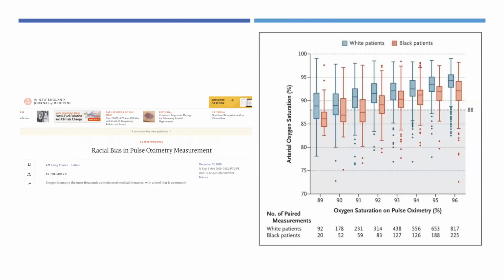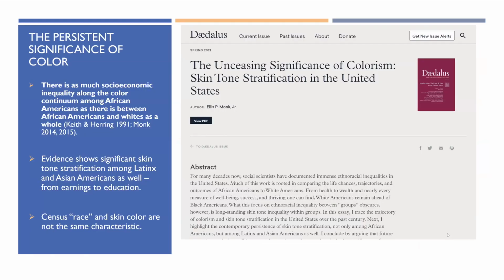And one complication is that even the confounders that I'm pointing out here, like cardiovascular issues and all these other healthcare access issues, even these things that are associated with race are also associated with skin tone within and across these officialized racial categories. So one of the key findings across a whole number of my studies, which I summarize in this paper in Datalist, The Unceasing Significance of Colorism, is that there's actually as much socioeconomic inequality along the color continuum among African Americans, but potentially even among Hispanics, Latinx, as there is between Blacks and whites as a whole.